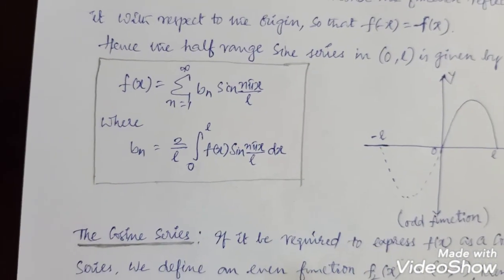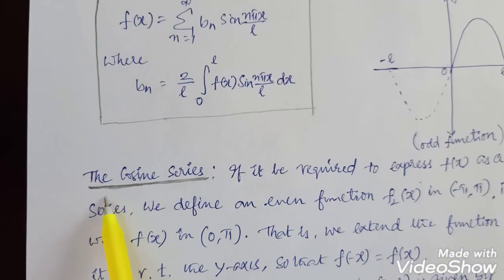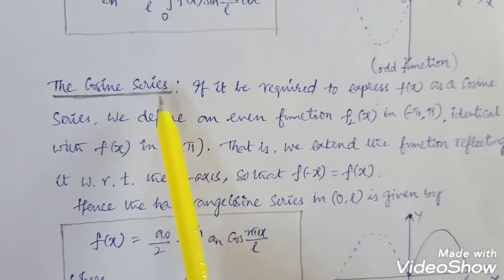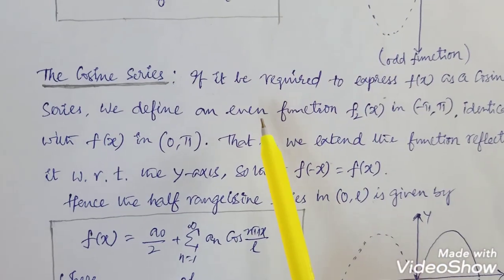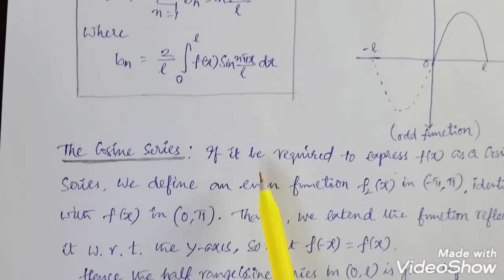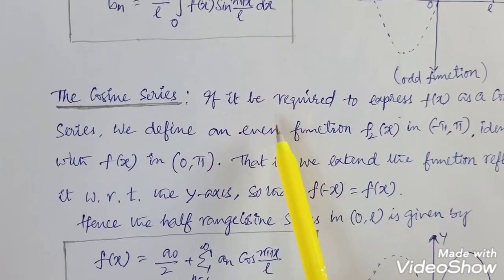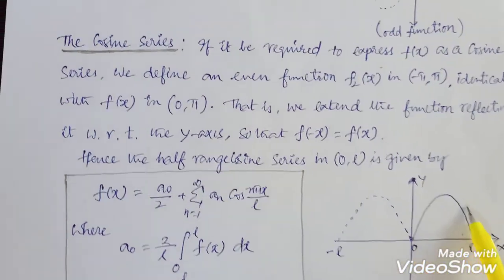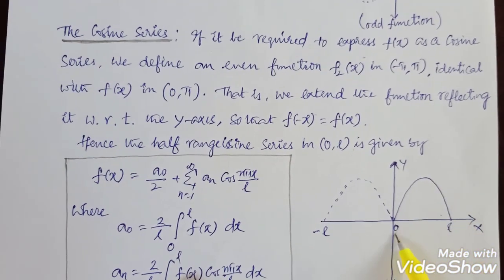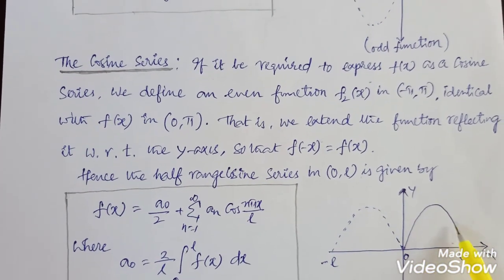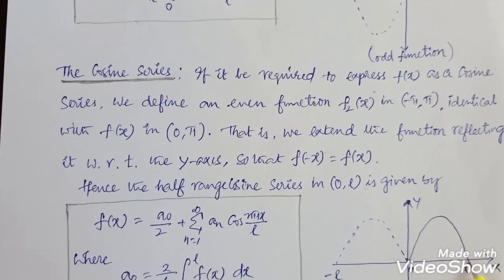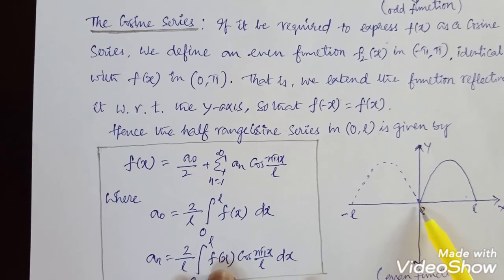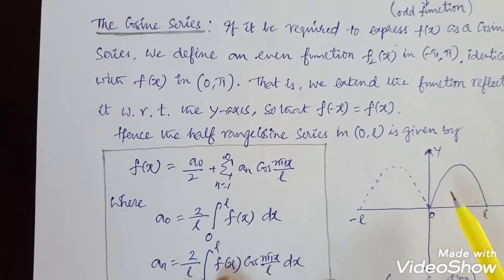Now similarly, the next one is the half range cosine series. As we discussed the half range sine series, now it is the half range cosine series. Coming to the graph, we have the function like this from 0 to L. We extended this graph with respect to the origin, so we got the half range sine series.